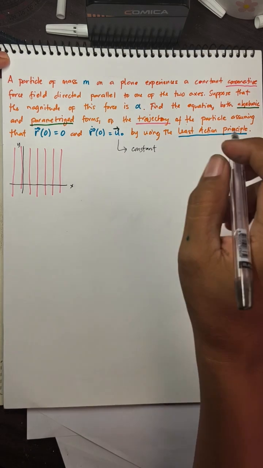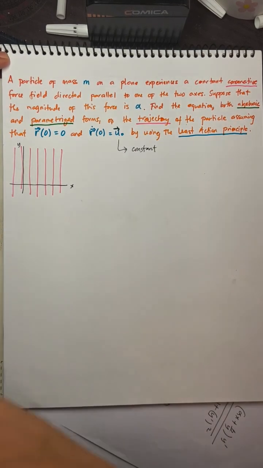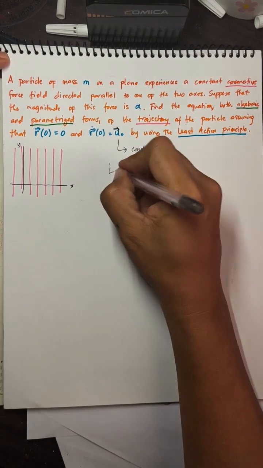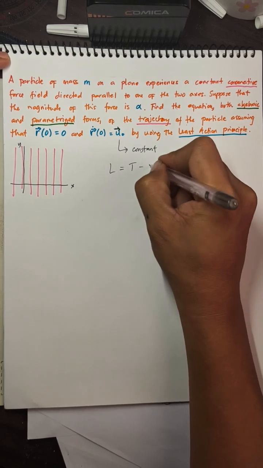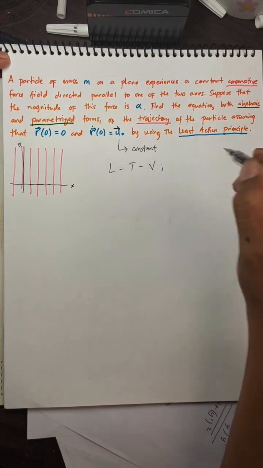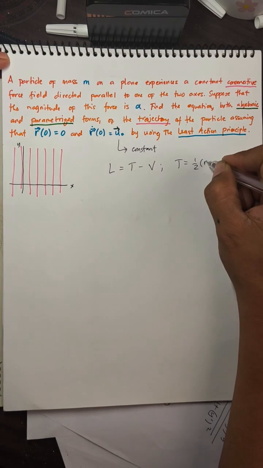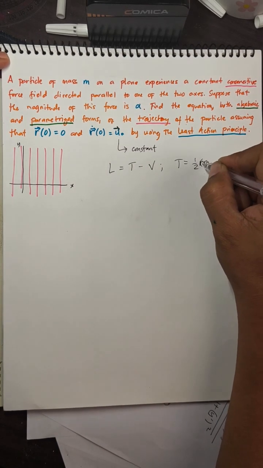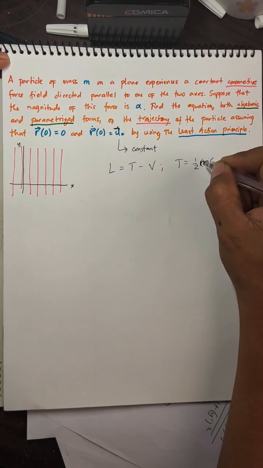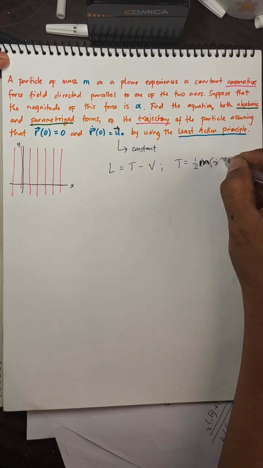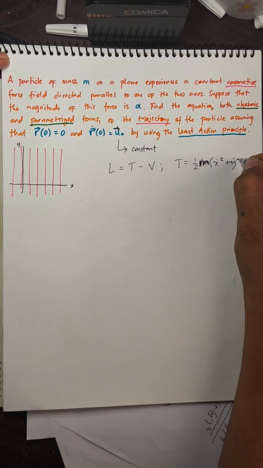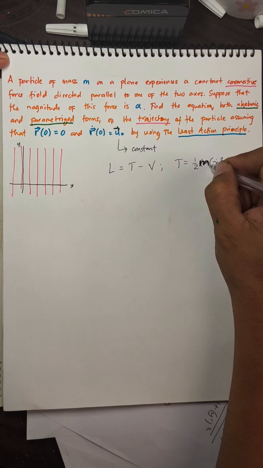To start with the action, we have to form the Lagrangian, which is equal to T minus V. Here, our kinetic energy is equal to 1 half m times x dot squared plus y dot squared.